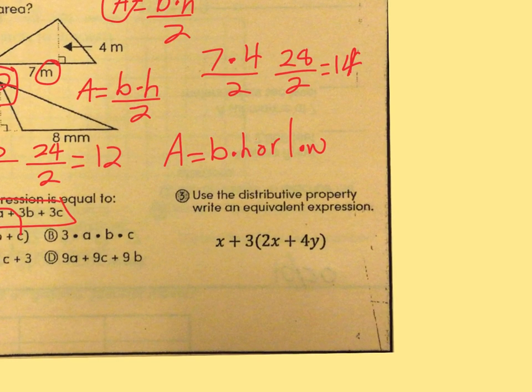Now, on this next one, it says, use the distributive property to write an equivalent expression. Now, I'm going to help you out with this one, too. I'm going to go 3 times 2x. Now, why did I start there? Because parentheses, order of operations, that's the first thing that I do.